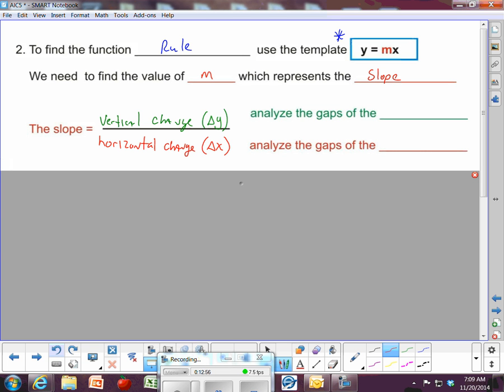Okay. So for us, we got to figure out the value of m. If we can find it, we can write the rule. We can write the function. Okay, so how do you do this? You have to analyze the gaps of the range. That will get you the vertical change, because isn't the range the y values? And on the bottom, you have to analyze the gaps of the domain, because the domain is, of course, the x values. If we can do that, we're going to be able to write the rule.